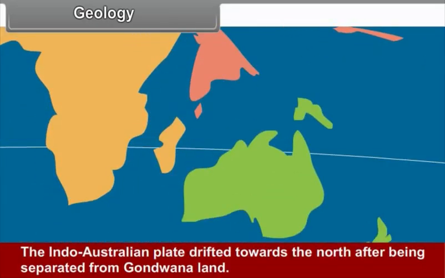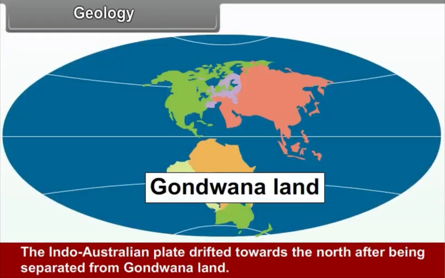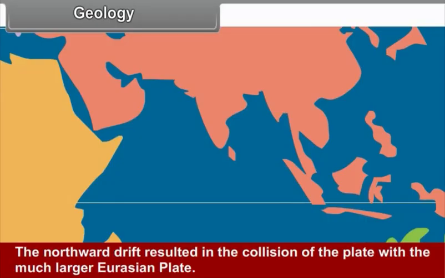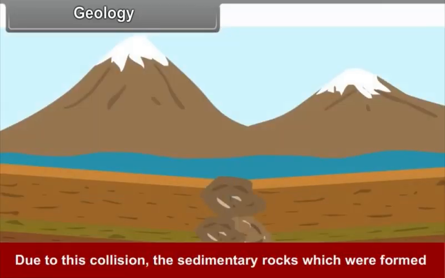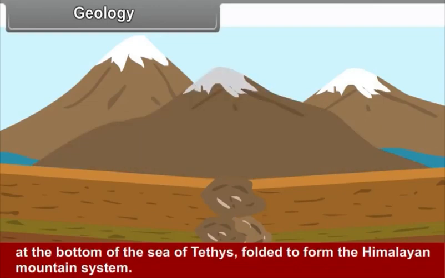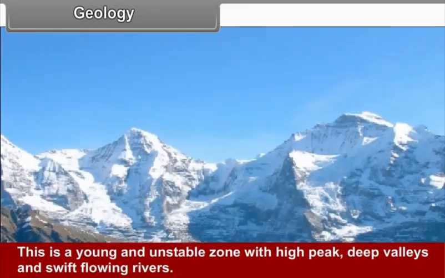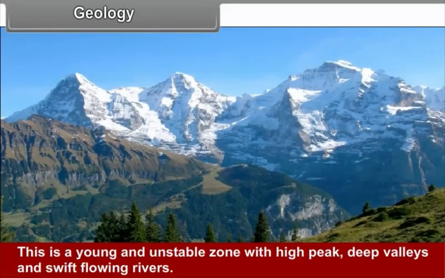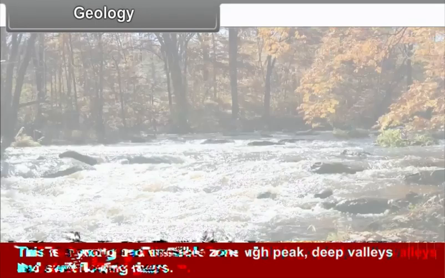The Indo-Australian plate drifted towards the north after being separated from Gondwanaland. The northward drift resulted in the collision of the plate with the much larger Eurasian plate. Due to this collision, the sedimentary rocks, which were formed at the bottom of the Sea of Tethys, folded to form the Himalayan mountain system. This is a young and unstable zone with high peaks, deep valleys, and swift-flowing rivers.